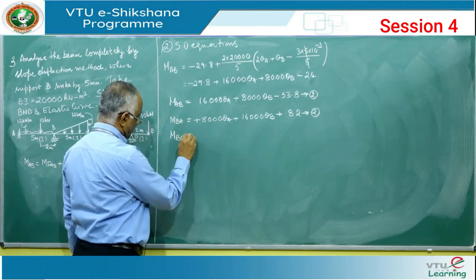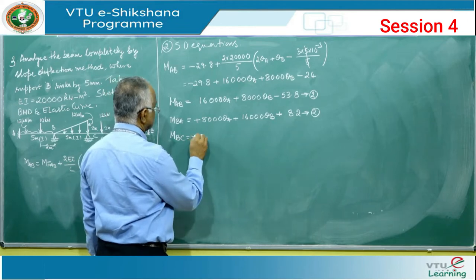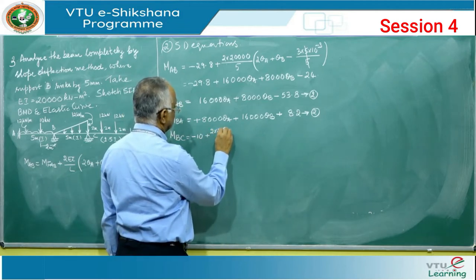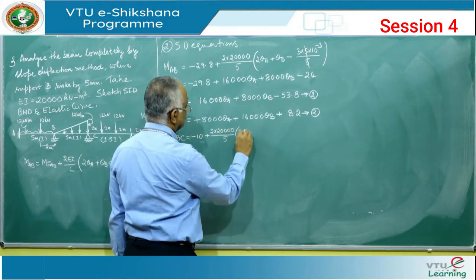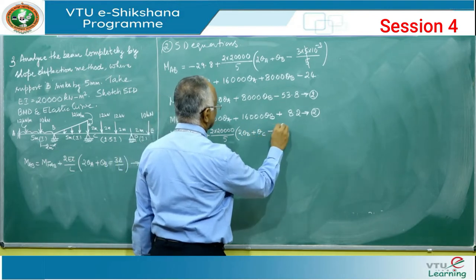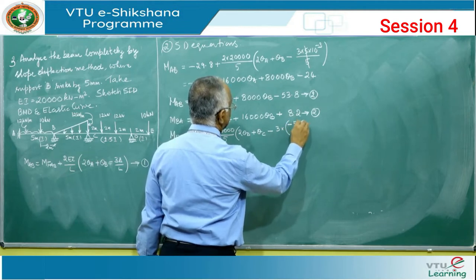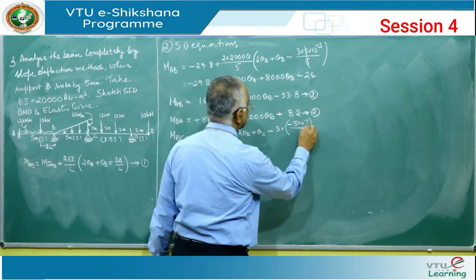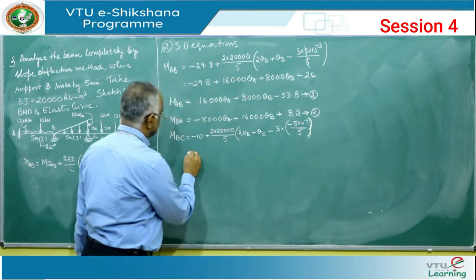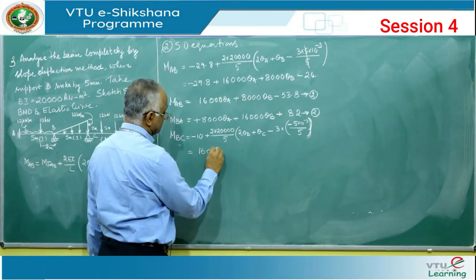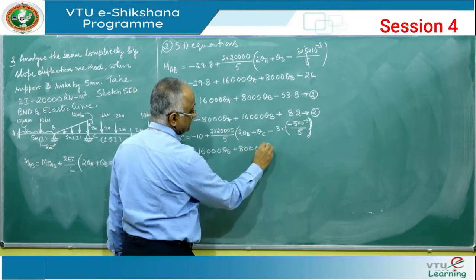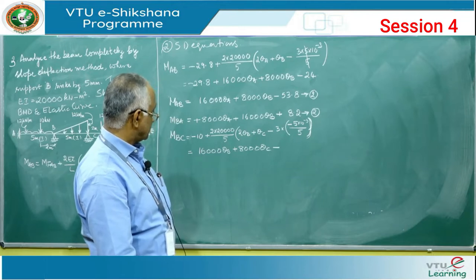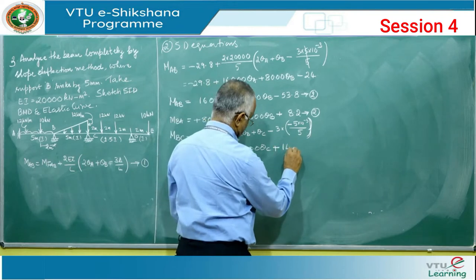Coming to MBC, let me put the values here, it is minus 10, I think, MFBC plus 2 into 20,000 divided by 5, 2 times of theta B plus theta C minus 3 into, in the bracket, minus 5 into 10 to the power of minus 3 because the support B comes downwards with respect to C, divided by span 5. So this equation, if you reduce it, again it is 16,000 theta B plus 8,000 theta C, so it is minus 16, 24, it is plus 14, I think it is.